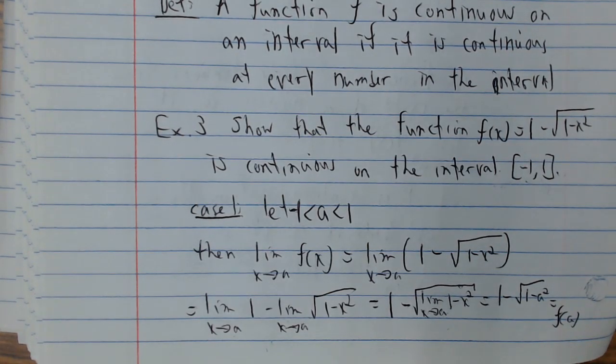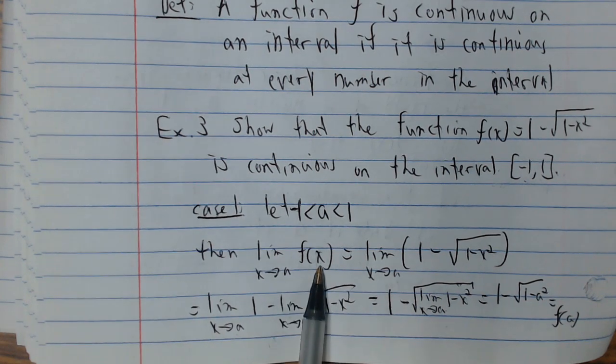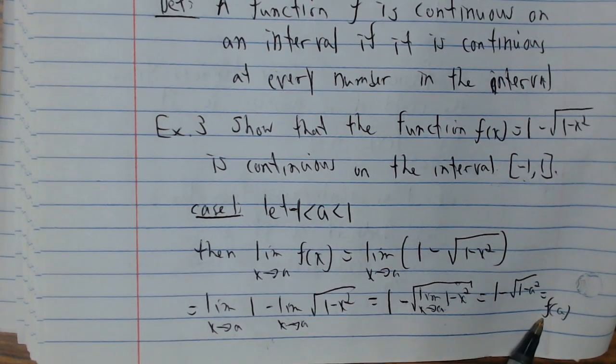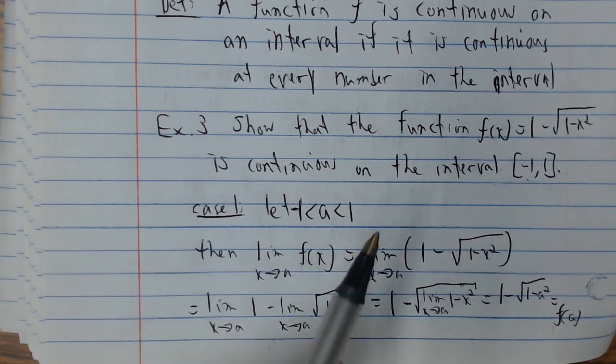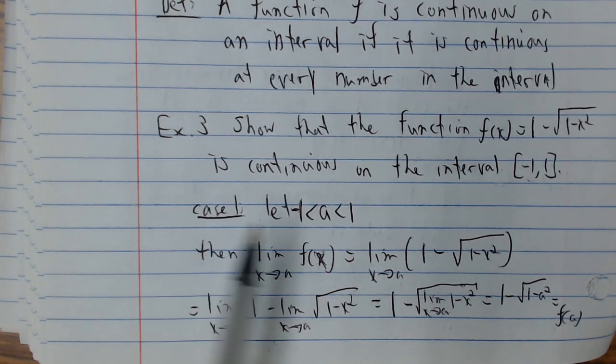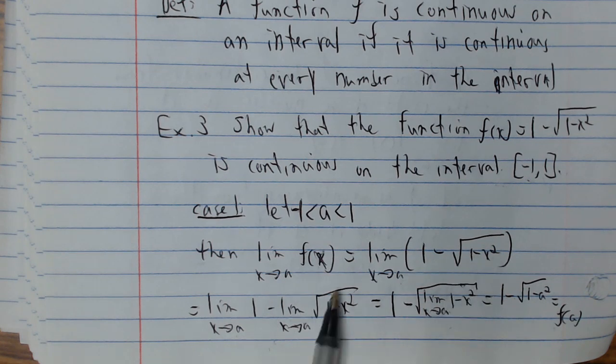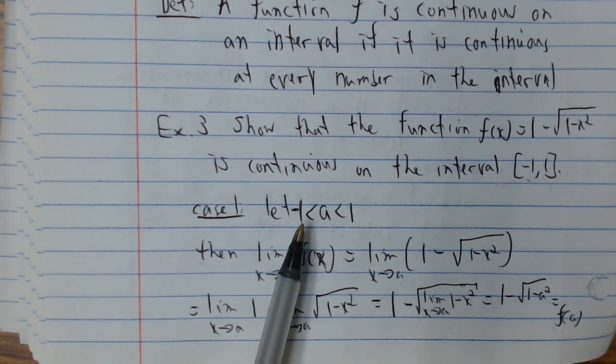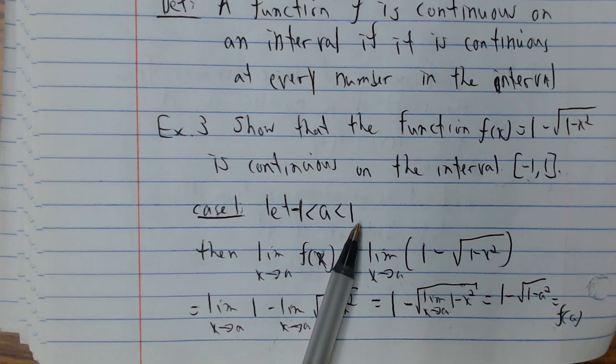So what did I just show? I showed that the limit as x approaches a of f of x is the same thing as f of a. Now, I couldn't do this in the three-step mode because, like I said, we have infinitely many values, so I had to generalize it this way. So we showed that this is continuous from -1 to 1, not including -1 and 1.